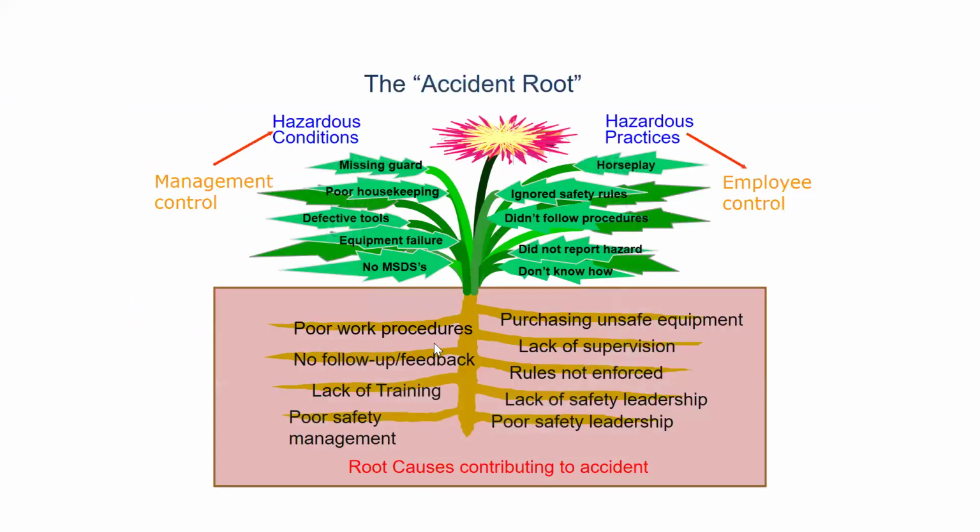Now, when we are discussing root cause analysis and talking about incidents, there are immediate causes and root causes. So when we are talking about incident causation, we will have to face immediate causes as well as the root causes of the accidents. In the immediate causes, we have unsafe conditions or hazardous conditions, and hazardous practices or unsafe practices.